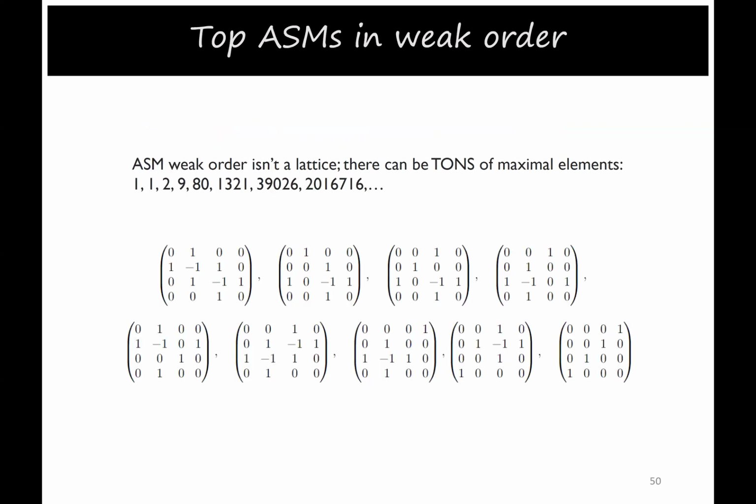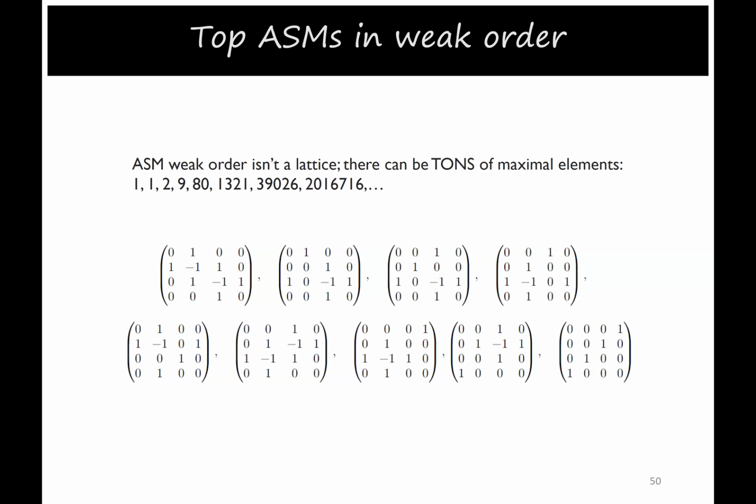I just wanted to tell you about one enumerative mystery. In ordinary weak order on permutations, it's a lattice, but this definitely fails to be a lattice. There could be a lot of maximal elements. I think this data is due to Hammacher and Reiner. They computed the number of top elements in ASM_n. Here I've listed out the top elements in 4x4 matrices. It turns out that something is maximal in this order if and only if it has an essential box in every single row, up until the last row, which can't ever have an essential box.